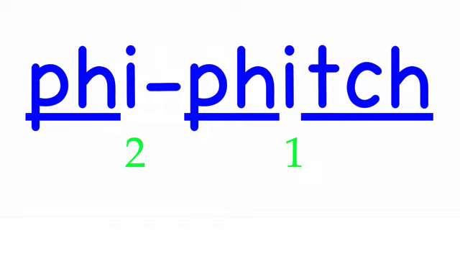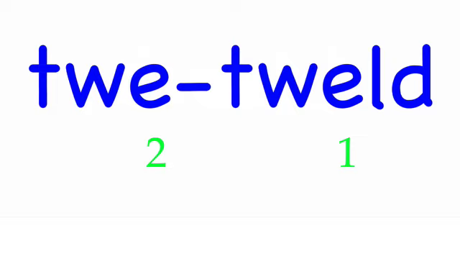Twee, tweld. Twee, 3 sounds: t, w, e. Tweld, 5 sounds: t, w, e, l, d. Twee, tweld.